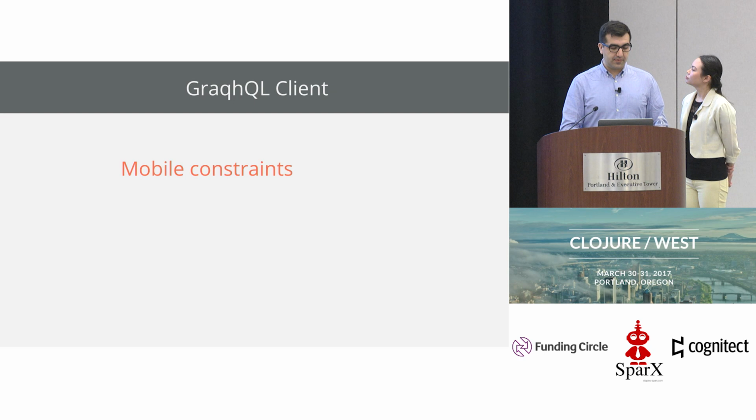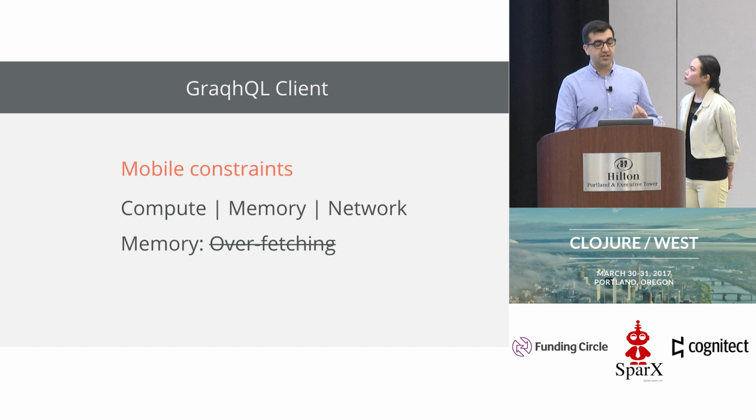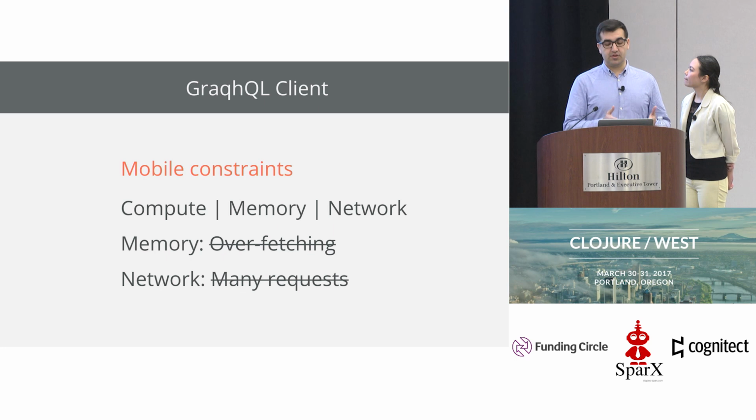Now, probably the most important thing is, what is it like for the mobile client? Mobile clients are very constrained. They are compute constrained, memory constrained, and network constrained. GraphQL helps us deal with memory constraints by limiting overfetching. We don't have to pull all this extraneous data that we don't actually need into memory. It also helps a lot with network constraints, probably the most important of these, in that it allows us to consolidate what would take many REST requests into one GraphQL request.